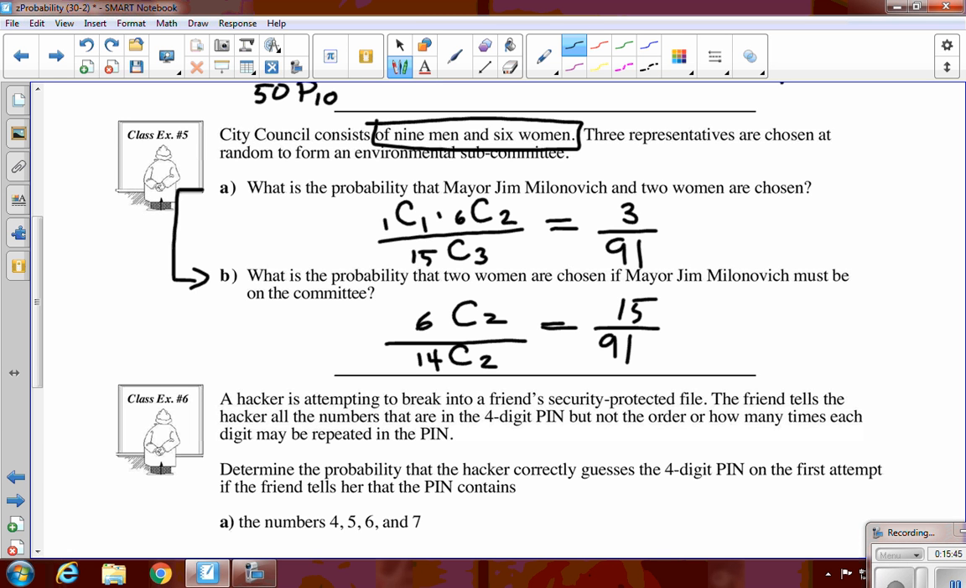Sky's asking, where did this 14 come from? Because we had the 9 men and the 6 women at the beginning, but Jim's now out of the pool. We're saying it's not even a choice. The earlier one was kind of saying, if he's on there, what's the probability he gets on? There are still cases where he's not. This one's saying he has to be on, so now the probability is a little different. So that is probability with perms and comps. Lovely, lovely.